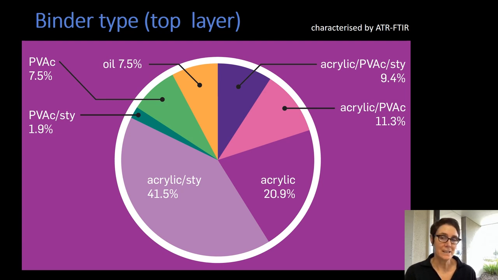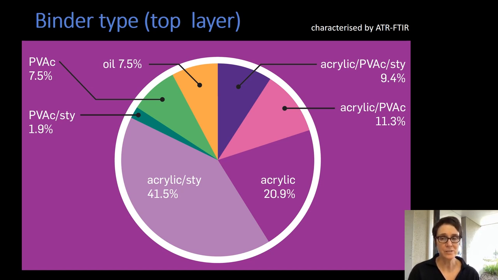ATR FTIR analysis of the top priming layer allowed characterization of oil, acrylic, polyvinyl acetate, and polyvinyl acetate acrylic copolymers, both with and without styrene. Further detail of binder constituent was provided with the PYGCMS analysis. In this sample set, we were interested to find that styrenated acrylic binders predominate, and styrene was detected in 62% of all primings, which did provide some concern given its propensity to yellow on exposure to UV radiation.